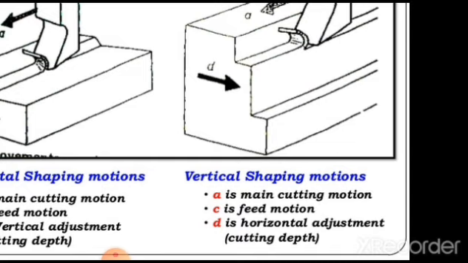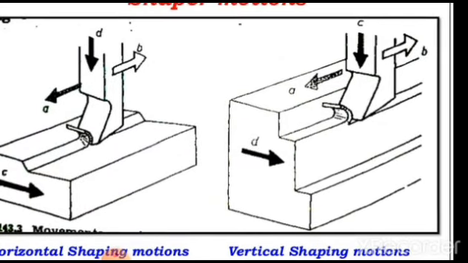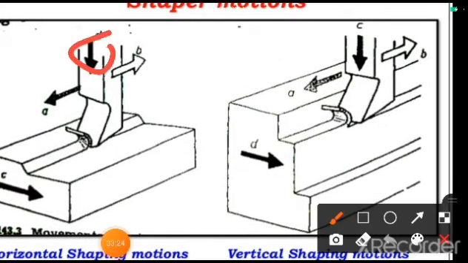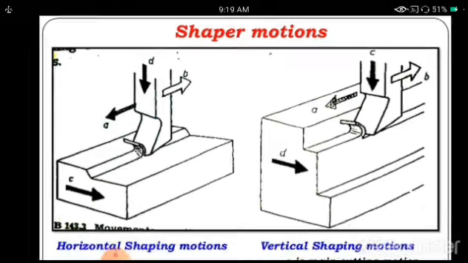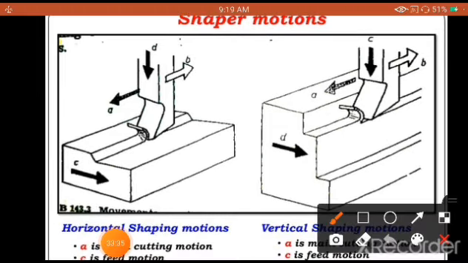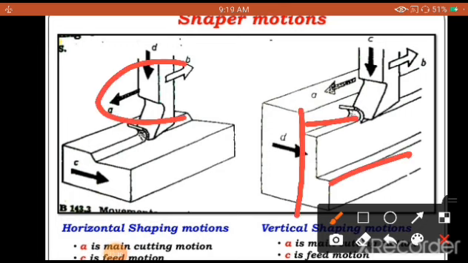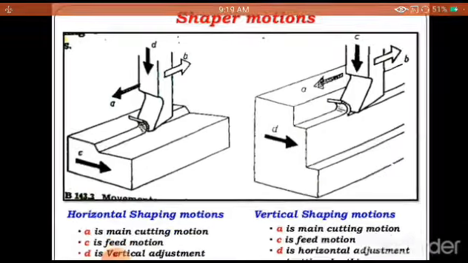And C is the feed motion. The feed motion is also similar. Here it is named as D, here it is named as C. That's all. No difference is there. And we are cutting either steps here, step cutting, or you can completely cut like this by adjusting all these operations on a shaper. So now here we require to understand these terms now.